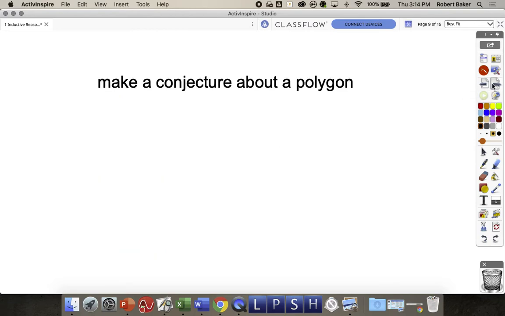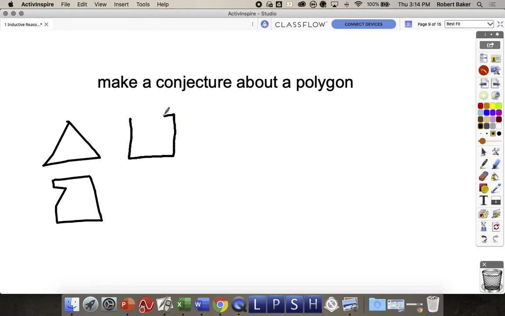All right, so the last thing we're going to talk about is maybe make a conjecture about a polygon. All polygons have 3 sides. Is this a polygon? At least 3 sides. Yes. Is this a polygon? Yes. Is that a polygon? Yes, it is. Careful. Is that a polygon? Yes. Oh, it's all over. Is that a polygon? No.